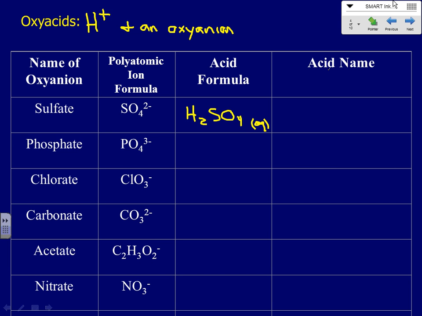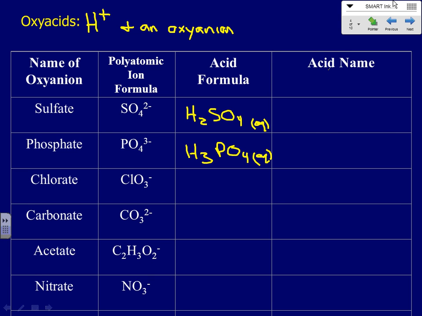So how many H's is going to go with the phosphate? Yep, Shane? 3. This is going to be H3PO4 aqueous. Which means with your periodic table and your little table that has the anions on them, the polyatomic ions, you should be able to easily get the acids. How many H's are going to go with the chlorate?